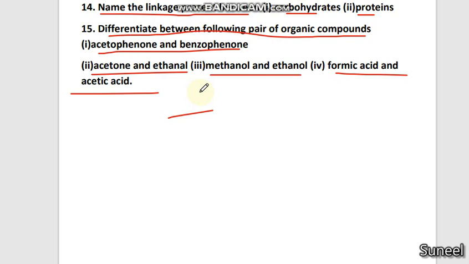Question 16. Draw pyranose or cyclic structure of glucose.